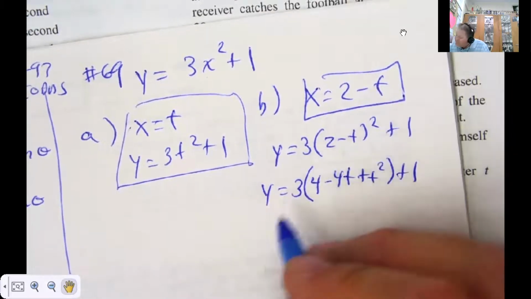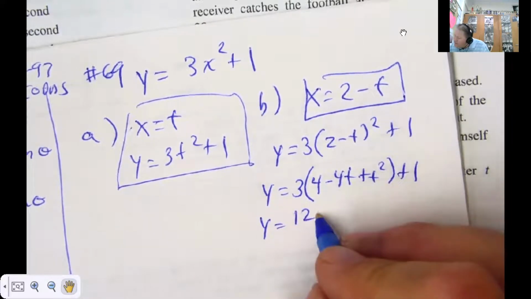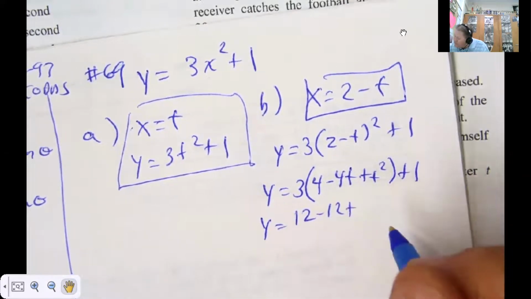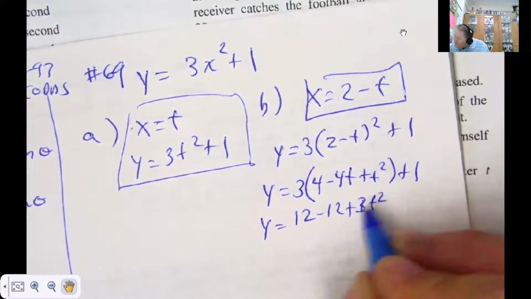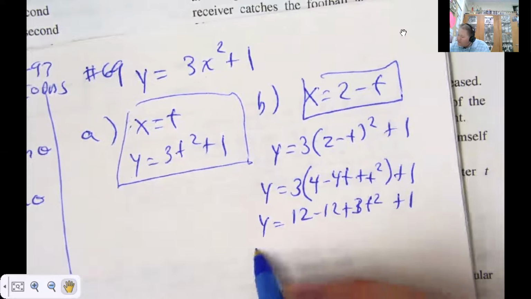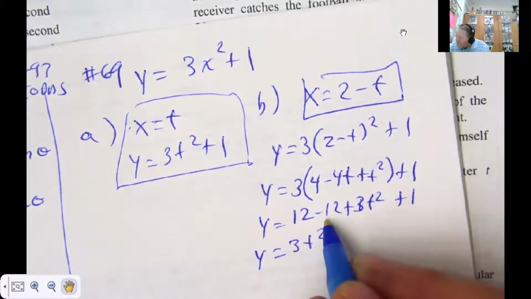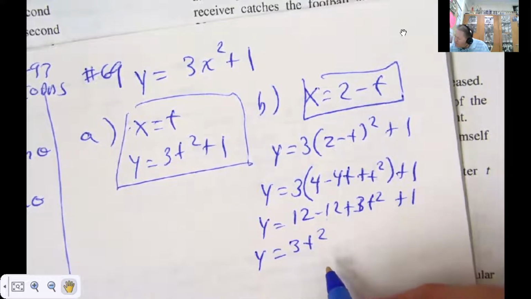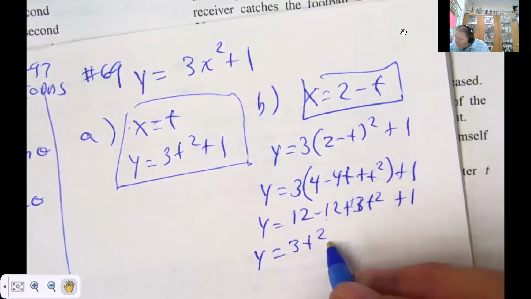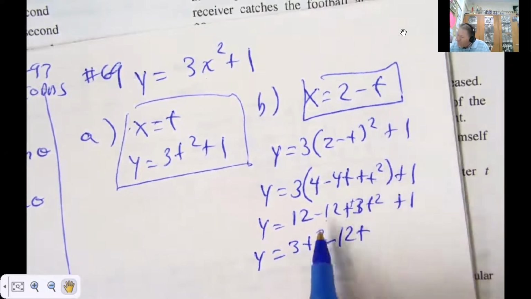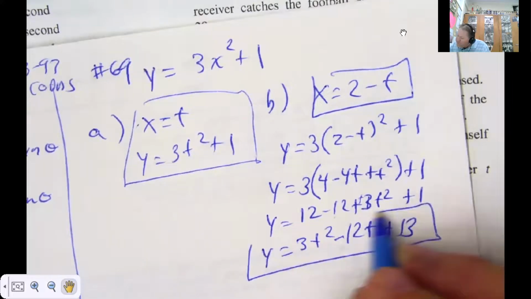And then we got, it's going to be y equals, distribute the 3. It's going to be 12 minus 12t plus 3t squared, and then plus 1. And then let's go ahead and write it in standard form. That's going to be 3t squared minus 12t. Plus 12 plus 1 would be 13. And that would be that equation.